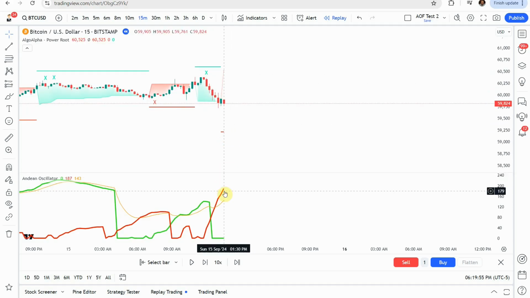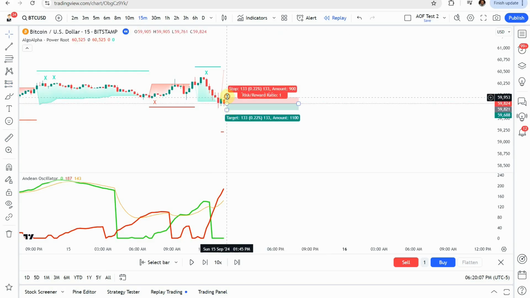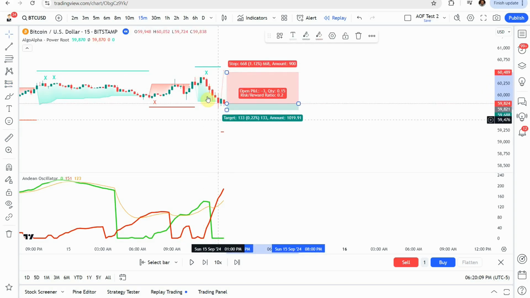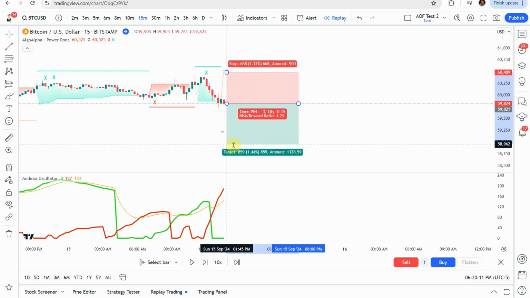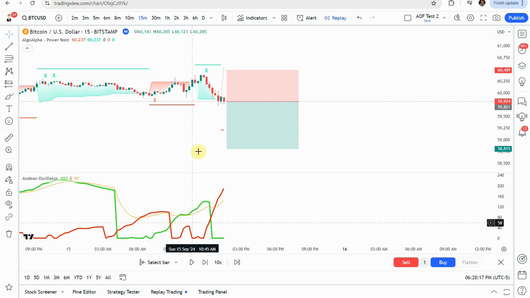Then I'm looking down at the Andean oscillator, and you can see that the red line is above the orange and the green. And so that would be your signal to then enter into a short. I'm going to put our trade right there, put our stop just right above this pivot here, and target the same 1 to 1.5 risk reward right about there. Let's go ahead and play this forward and see how it plays out.